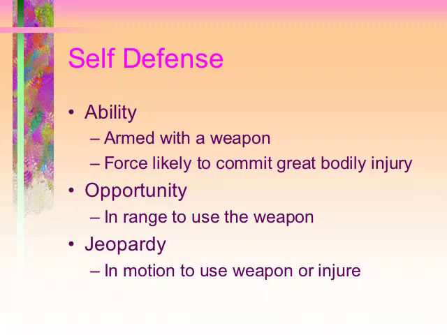The second part, opportunity, means they got to be in range to use that weapon. They can't be 50 feet away from you. And the last thing is they have to put you in jeopardy. They're in motion to attack you with it, or they're swinging it. Something that you can articulate that shows that they were going to use this weapon on you. And if you meet all 3 of those requirements, then you'd be justified in using deadly force. Now, self-defense, remember, the burden of proof is on the defendant to show that they were in fear of their life, and that a rational, normal, reasonable person would have also been in fear of their life.